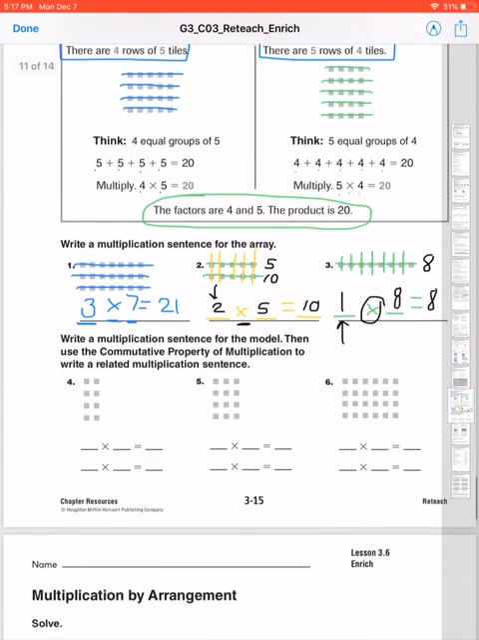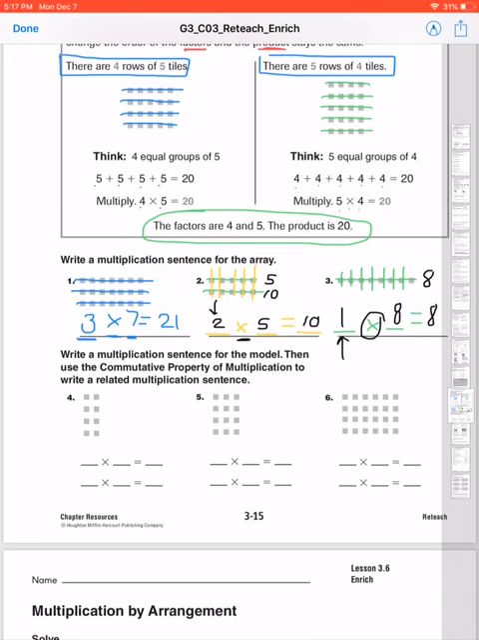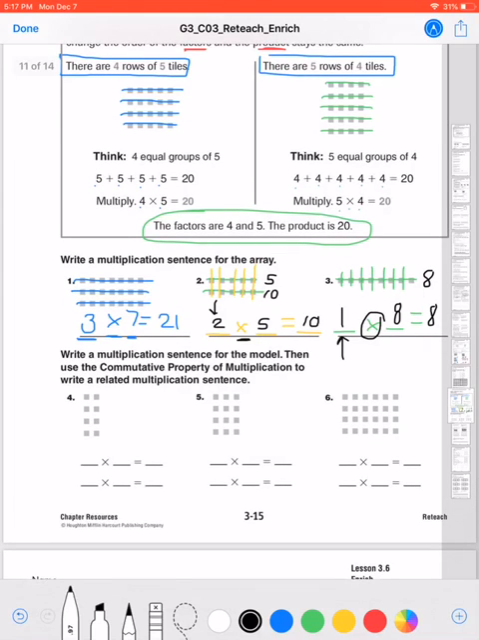Now I'm going to scroll up a little so you guys can see what I'm working on. Now it says, write a multiplication sentence for the model. Then use the commutative property of multiplication to write a related multiplication sentence. That means one that goes with it. So let's look. Remember, this means rows of. So let's see how many rows we've got here. 1, 2, 3, 4. We've got 4 rows.